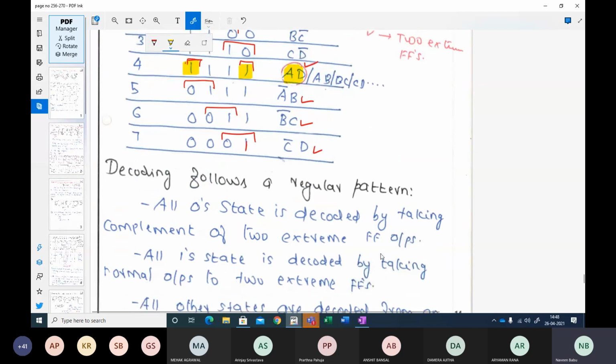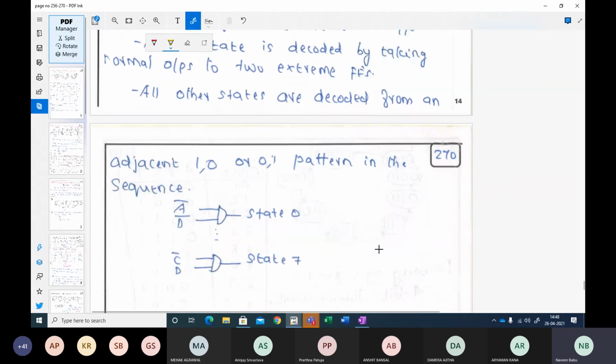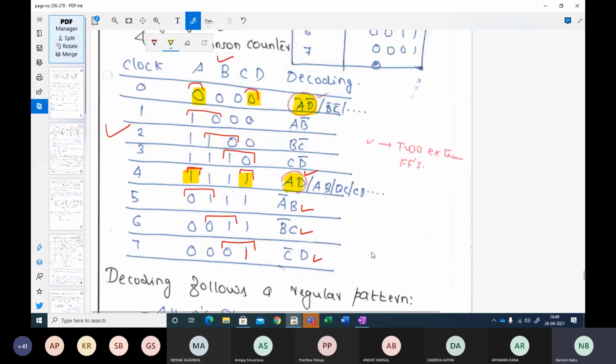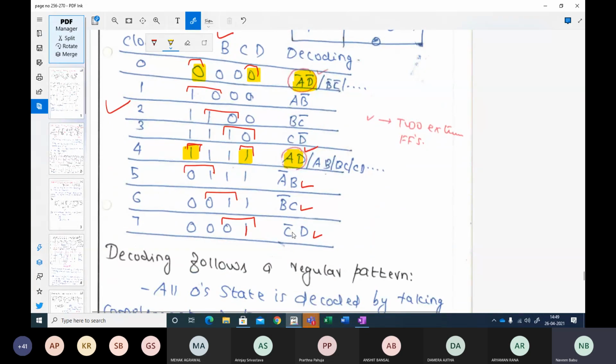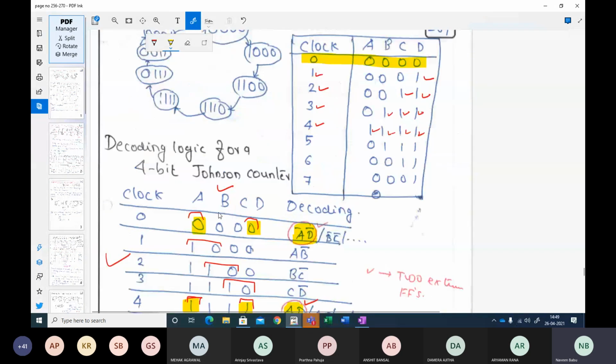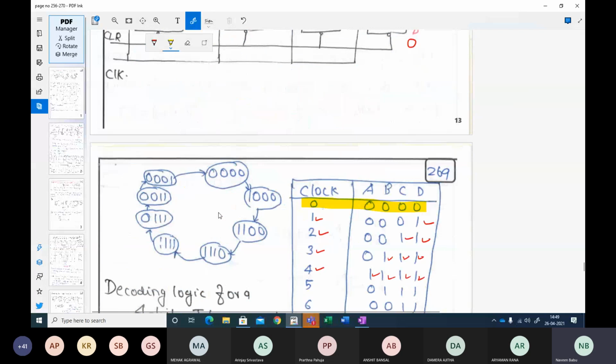So whenever we come across A bar, D bar or C bar, we will reach our state 0. Whenever we are having C bar and D, we will reach our 7th state. Okay, whenever we are having the C bar D logic, we will reach our 7th state. So this is how we design a mod 8 Johnson counter. The logic circuit for a mod 8 counter, how do we reset? Because this particular decoding logic is used for resetting.